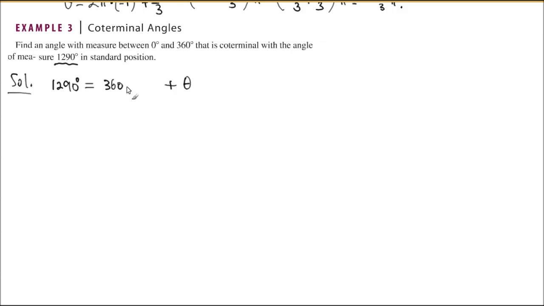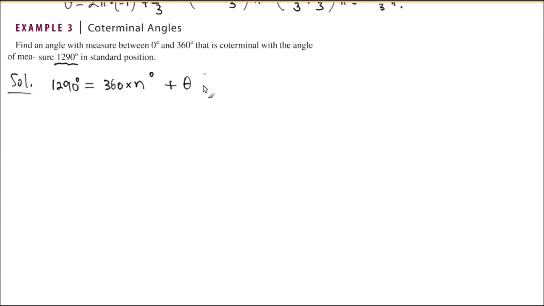360 times n rotations, right? Degrees. Theta might have degrees already in there. So you have to figure out what n goes in there and what theta is small enough. This is called the division algorithm. This whole thing is called the division algorithm. You divide 1290 by 360. The quotient will be that n, and the remainder will be a number between 0 and the divisor you're using, which is 360, therefore perfectly fitting what they're asking for, right?